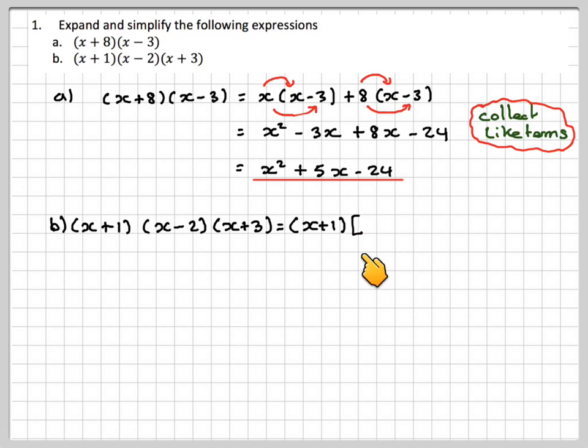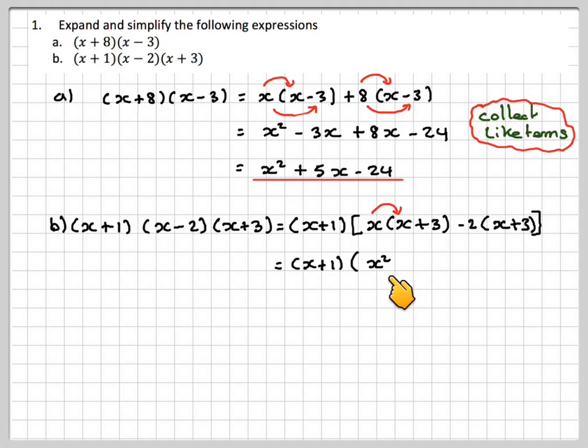So we've got x plus 1 brackets, x times, so we do x times x plus 3, minus 2 times x plus 3. Leaving this out of the bracket to begin with, so we've got x plus 1, and then we do x times x, which is x squared, x times 3, which is 3x, minus 2 times x, which is minus 2x, and then minus 2 times plus 3, which is minus 6. So be careful with the sign there, please.